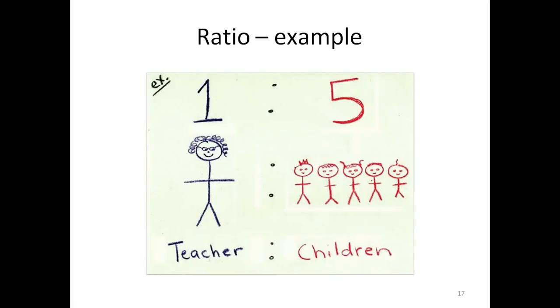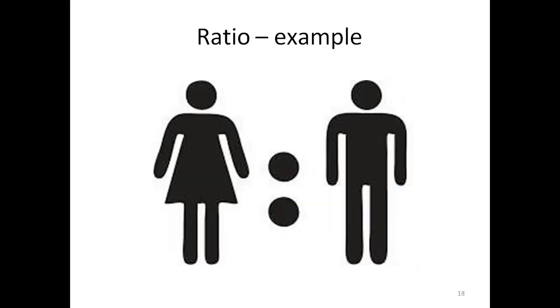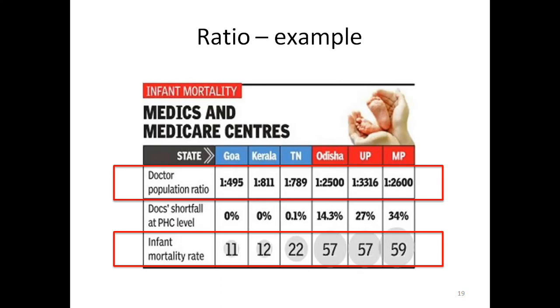So one teacher, five children, male to female ratio. This is the doctor population ratio, 1:145. This is a percentage, that is doctors' shortfall at PHC level. This says 27% of doctors are not present in primary health centers in UP. 34% is not present. That will divide the number of people who are supposed to be there by the total number who are posted. So these are proportion and this is ratio.